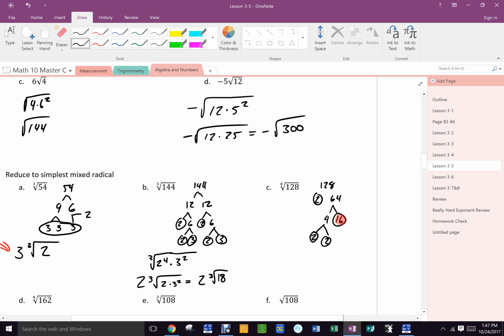I'm going to stop there. You need lots of 2's, really, though, don't you? I'm going to stop there because I know. So what is the 4th root of 16? 2. Because it's 2 to the 4th, right?